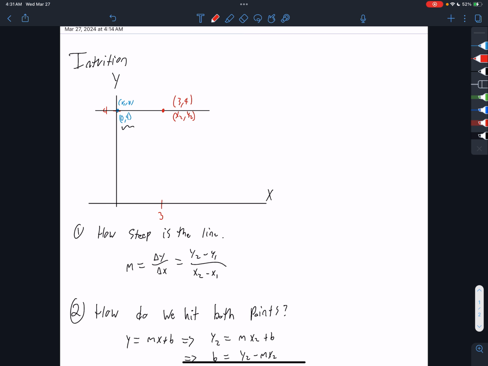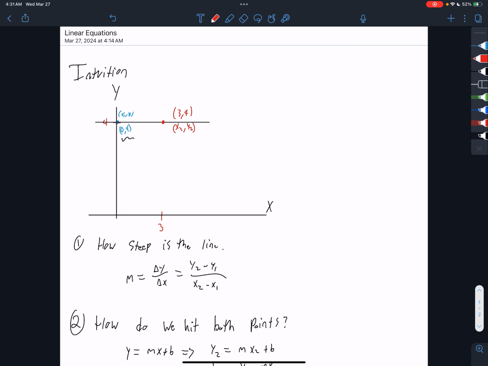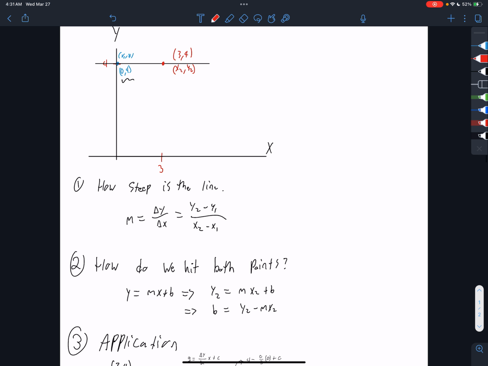But yeah, so it's a good idea to get some intuition on what we're doing, and then from there we start asking questions.